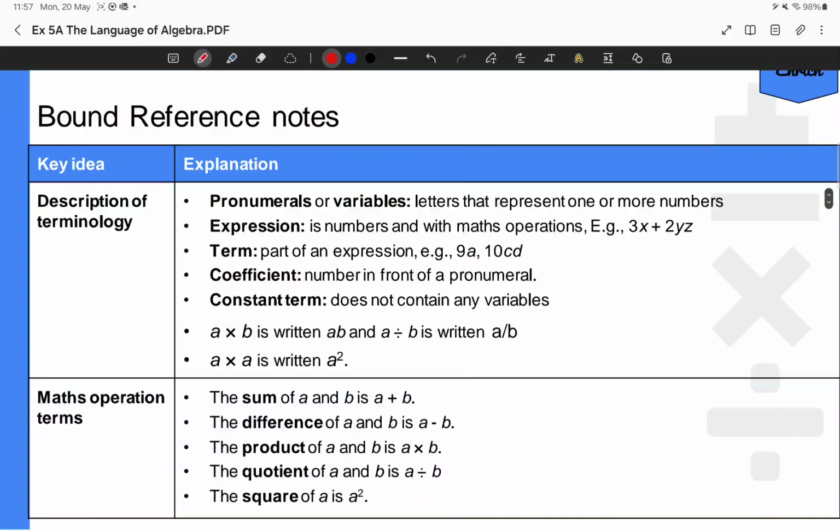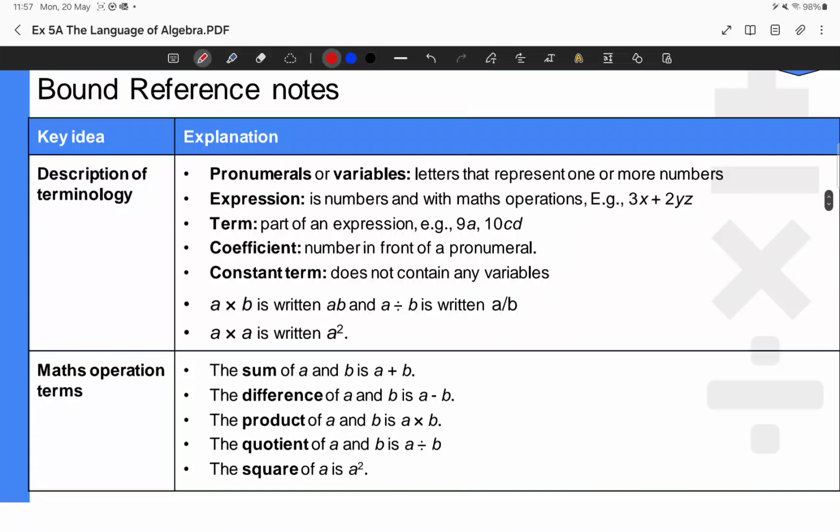The bound reference for today is the description of the different terminologies. You just need to learn these different words and what they mean. Firstly, we have pronumerals or variables. We're generally going to be using pronumerals in our terminology in the book, but it also means variables because you can actually change different things. It says the letters that represent one or more numbers.